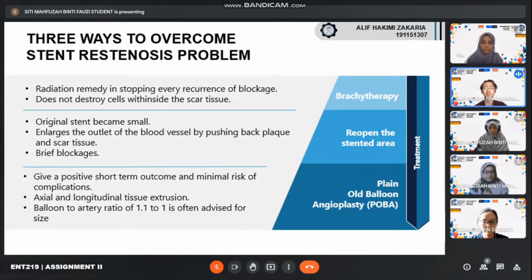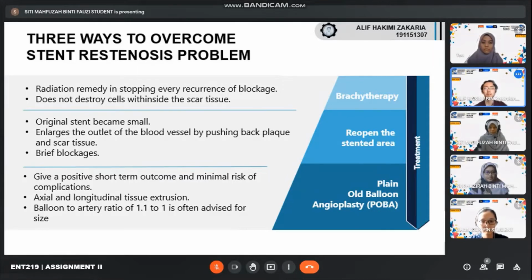Next is reopen the stented area. This is mainly if the original stent becomes too small. The doctors will do a repeat balloon angioplasty, which enlarges the outlet of the blood vessel by pushing back plaque and scar tissue towards the blood vessel wall. These varieties of angioplasty are an alternative for surprisingly brief blockage.